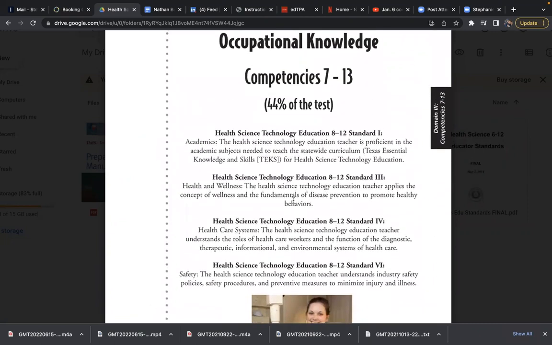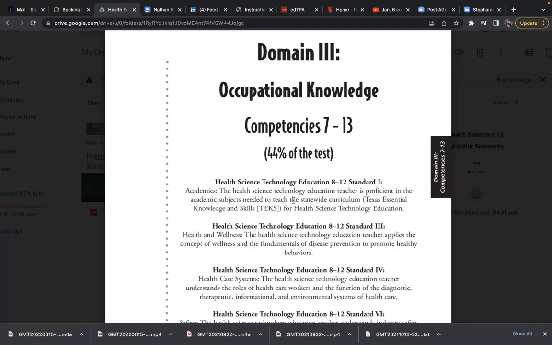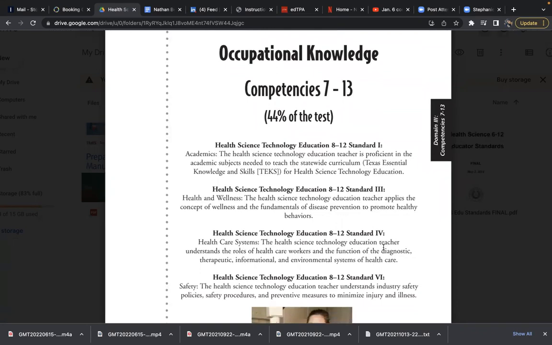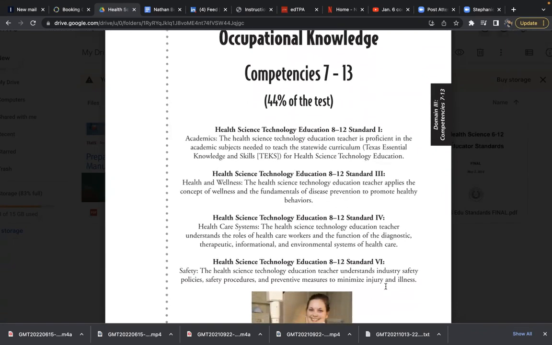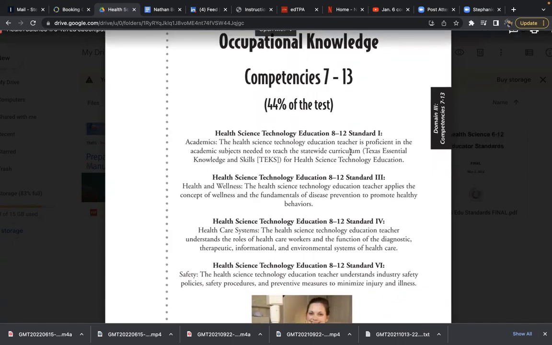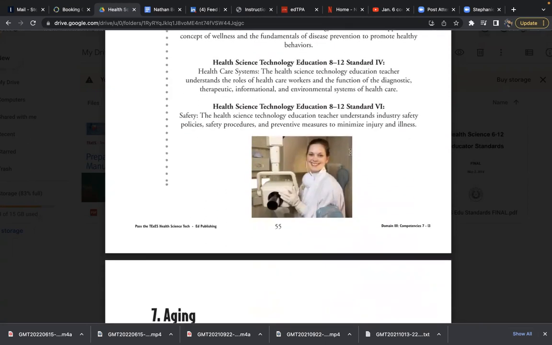Okay, so again, competency, excuse me, domain 3, which covers competency 7 and 13. This is 44% of your test. Add that to your 38% that is still standard 1. This one includes standard 1, standard 3, standard 4, and standard 6, right? So it has more than just standard 1, but collectively standard 1 could come out in 80-something percent of the exam. It's very important for you to have a thorough understanding of everything that is standard 1.